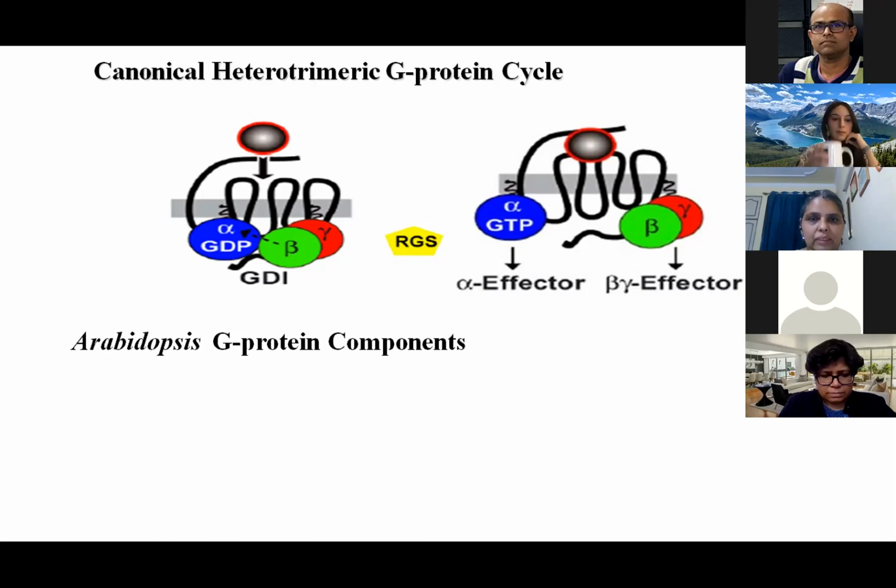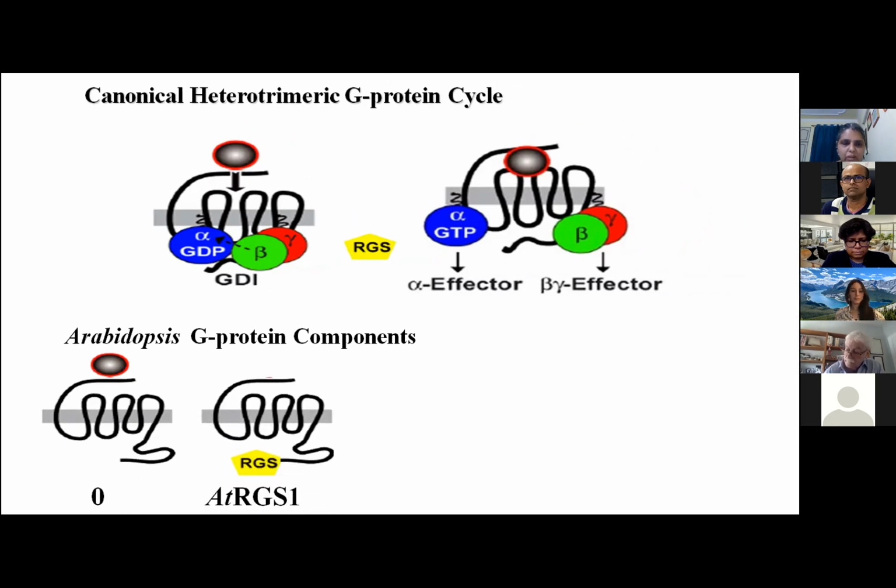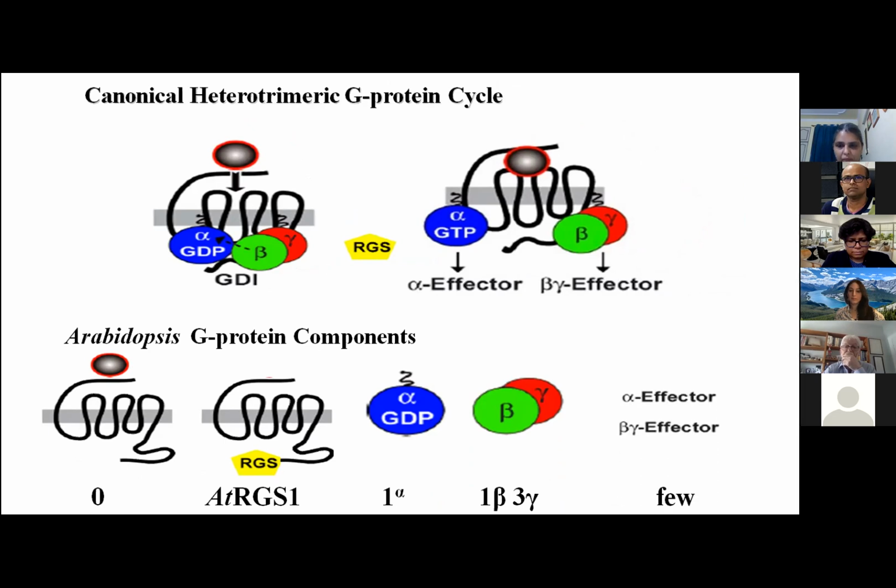So this is the simple model from animal, and in plants also G protein components are very simple in structure compared to animal, because in animal all these components are in multiple numbers, whereas in case of plant, I'm taking the model organism Arabidopsis as an example. There is no G protein coupled receptor reported so far, but there is a similar protein, RGS1, which is reported. Then you have just one alpha subunit, only one beta, and three gamma subunits. Okay, and effectors have been isolated.